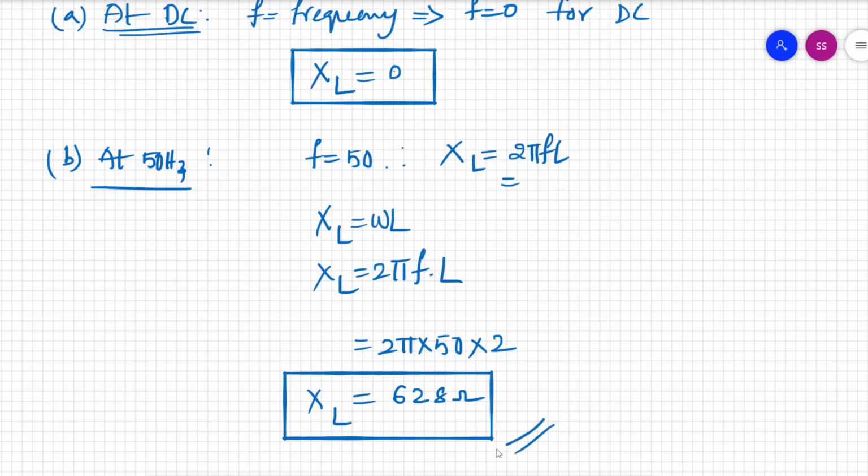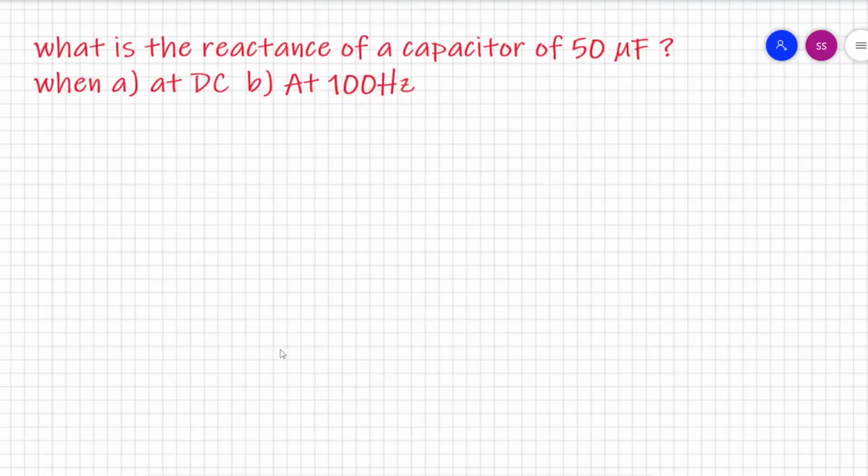Okay, for DC it was 0, but for AC it is 628 ohms. So you can see the effect of inductance in an AC circuit is very much higher compared to DC supply. Okay, now let us do another problem. Here we have a problem. What is the reactance of a capacitor of 50 microfarads when DC is applied and when 100 Hz is applied? Okay, so let us find it.